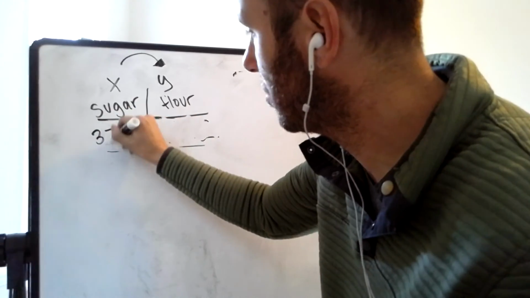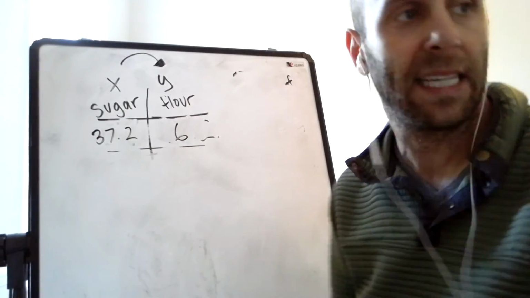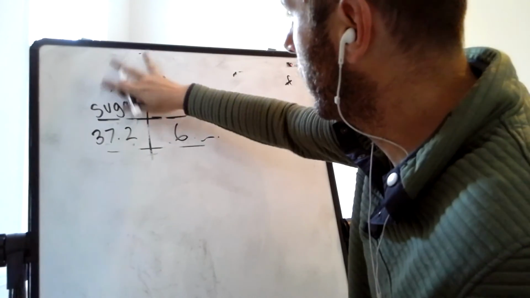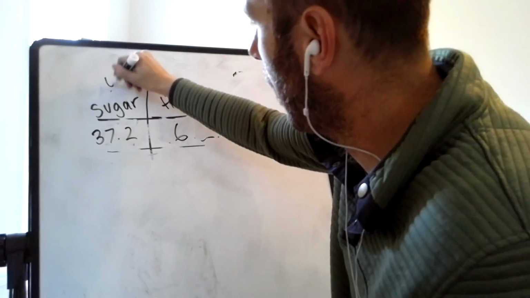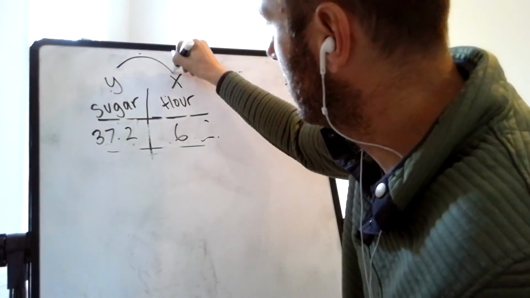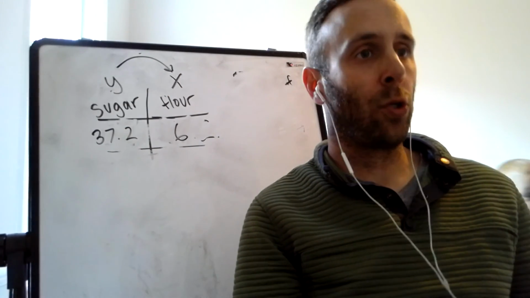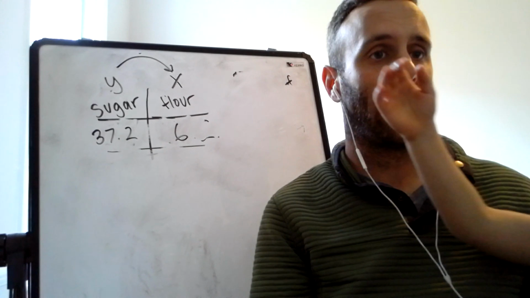So now we're going to make this 37.2 and this 6. So now I want you to answer some questions when we're going from y to x. So you switched them up, and now we're going to find some new equations and new constants of proportionality.